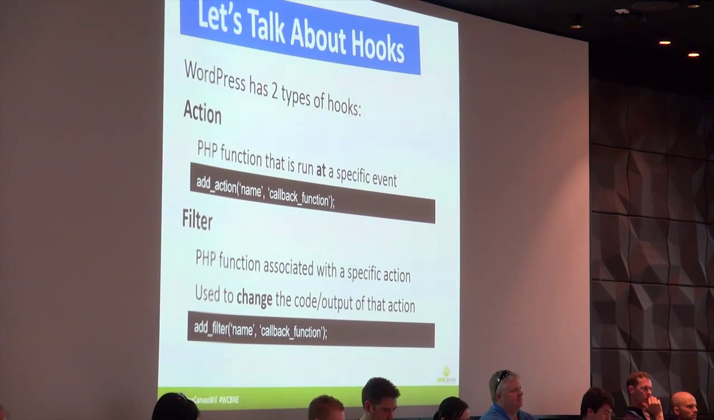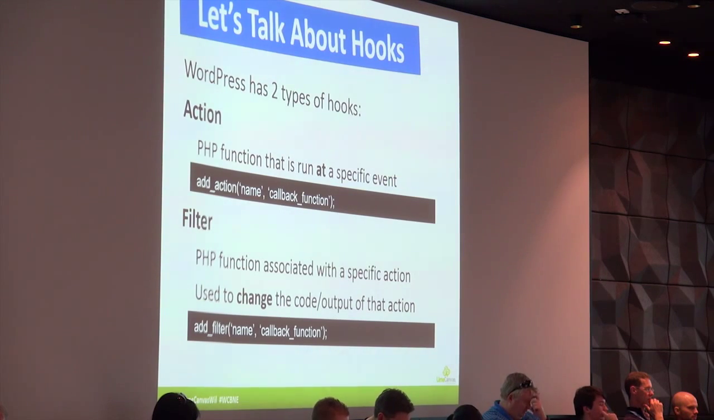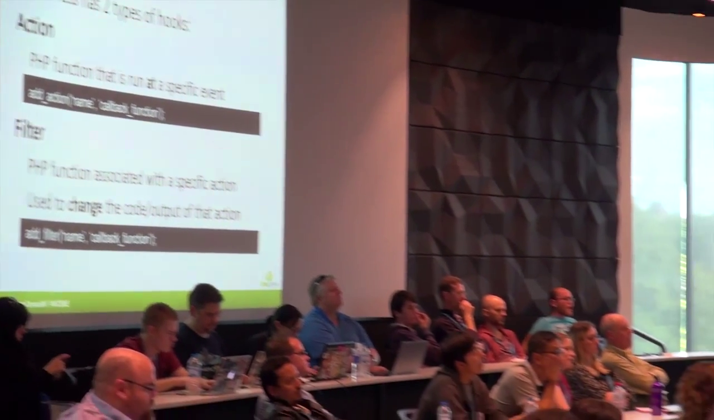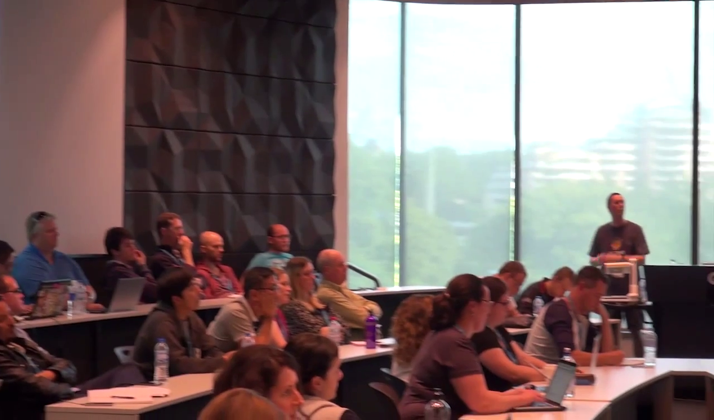Then you've got filters. Filters are slightly different. They actually change some of the code. So when an event runs, you can filter into that event, take some of the content from that event, and then change it around and spit it back out. Okay, so actions just do something, and filters kind of change something. And it's a similar code, except this time it's add_filter with the name that you hook into WordPress, and then the callback function, which is your function.